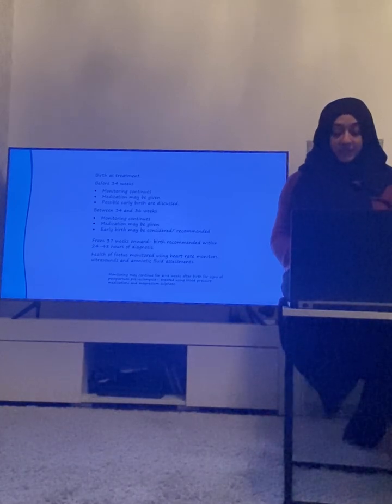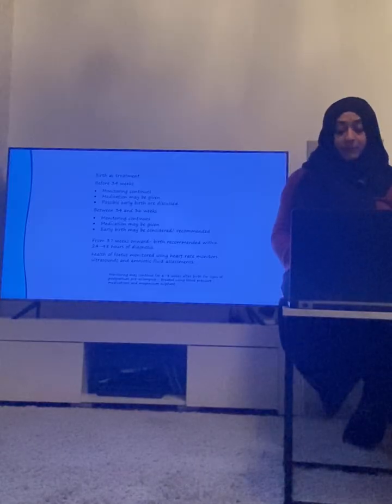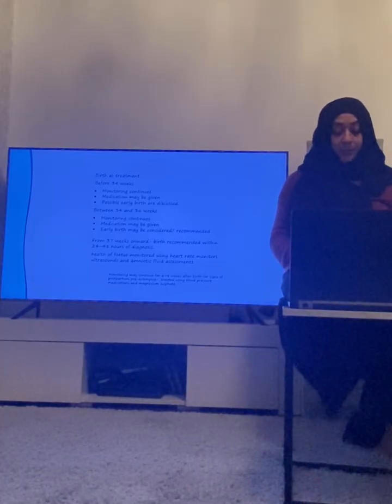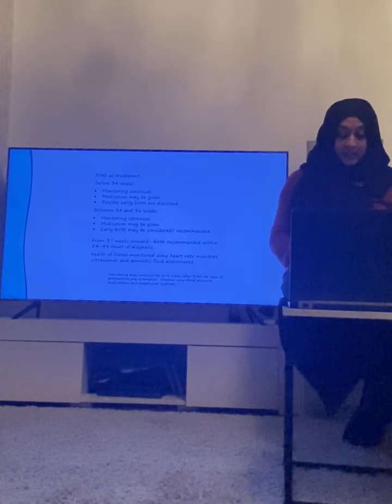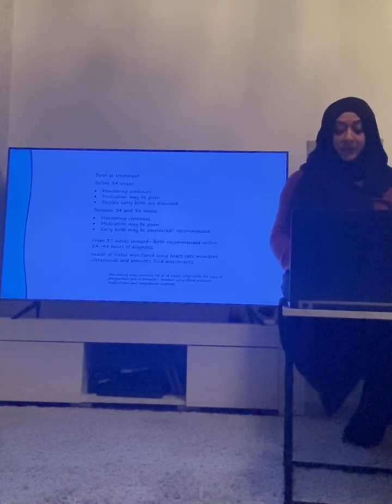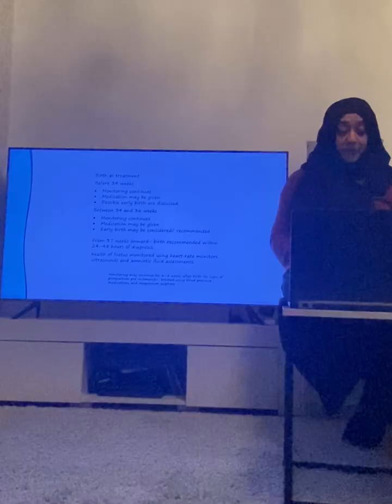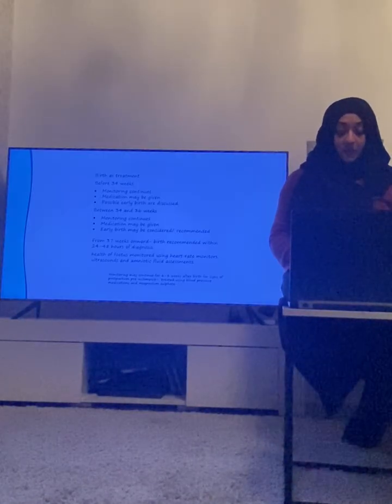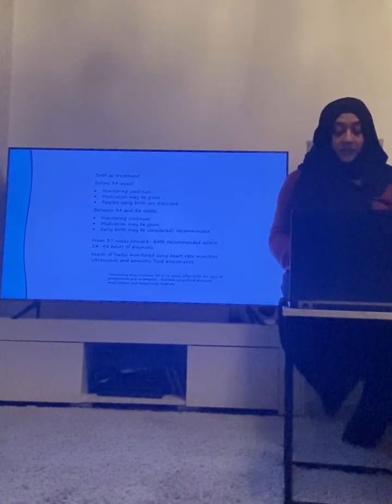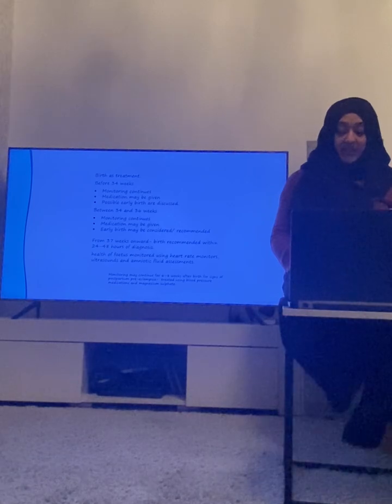Between 34 and 36 weeks, monitoring will continue. Medication can be given, and early birth may be considered and recommended if blood pressure cannot be controlled, signs of problems are present in the liver or kidney, or other medical issues are present, or symptoms such as headaches become worse. From 37 weeks onwards, birthing is recommended within 24 to 48 hours of diagnosis. The health of the fetus may be closely monitored using heart rate monitors, ultrasound, and amniotic fluid assessment.